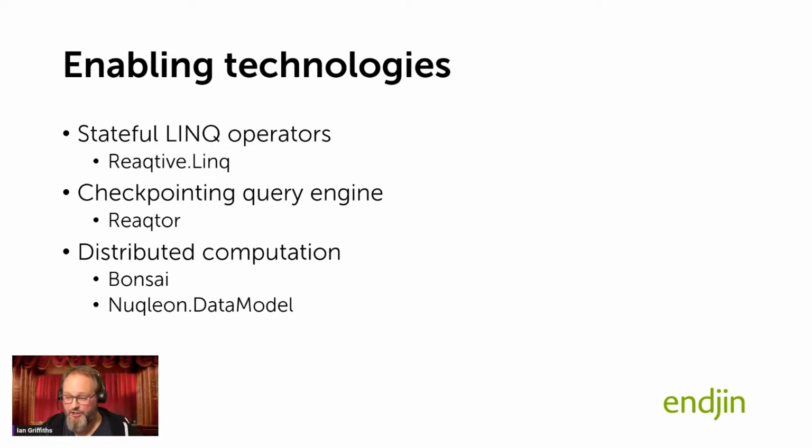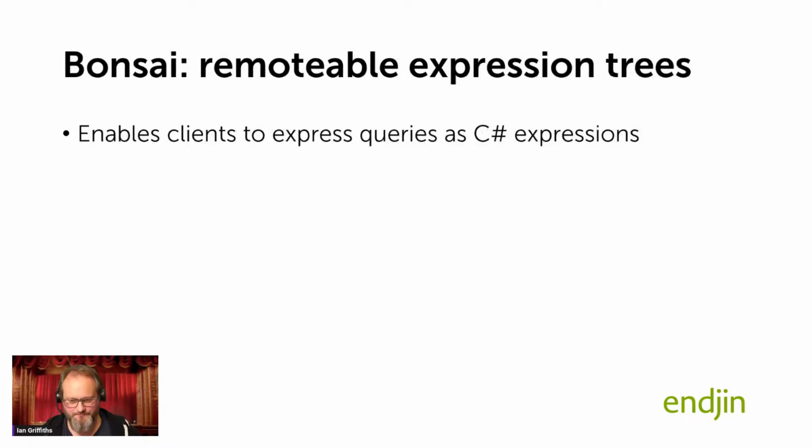But there's another thing called Bonsai that I want to talk about. Bonsai is one of the key enabling features of the Reactor codebase, and it enables expressions to be sent over the network. So you can write a C# expression and Bonsai will turn that into a string of bytes that can be sent over the network, and that string of bytes can then be turned back into an expression later on. I'm going to very quickly show you this.